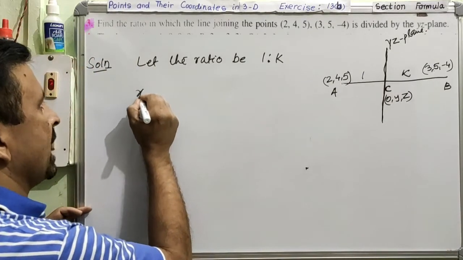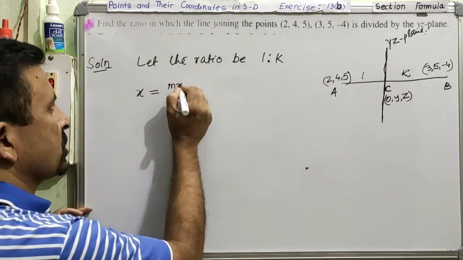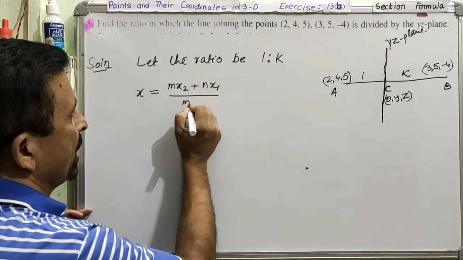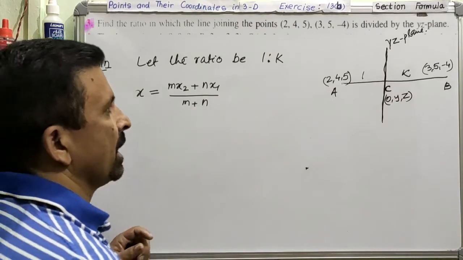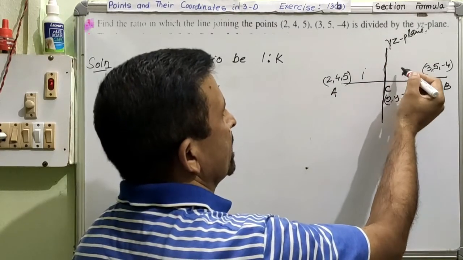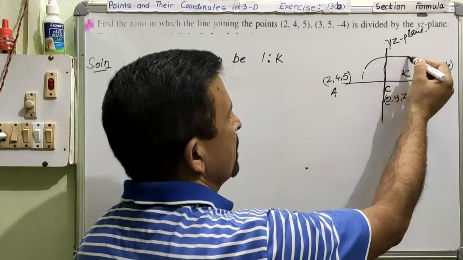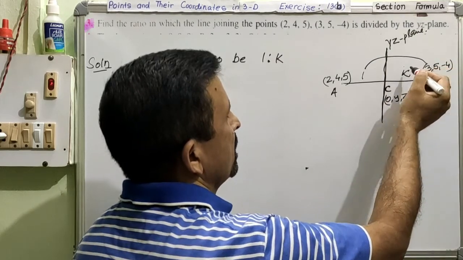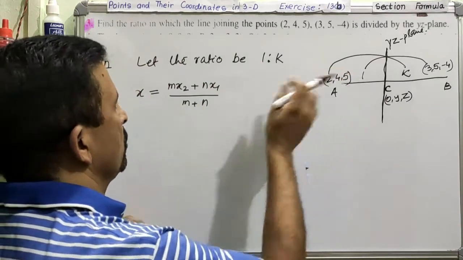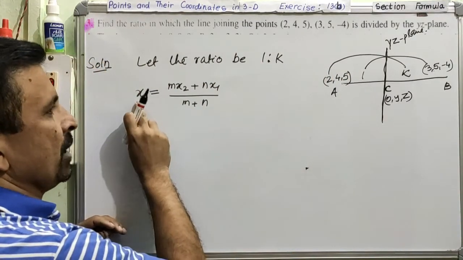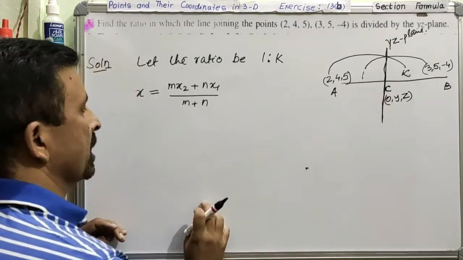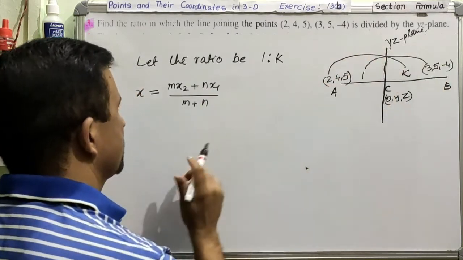The x formula was x is equal to mx2 plus nx1 divided by m plus n. Am I right or not? Now let us see this. We are going to use the x formula. So this is my m and this is my n. So mx2 plus nx1. Clear? And this value is x, and this x is equal to 0. So for this x we will put 0. Clear? And for the remaining we have to use this. Now start.